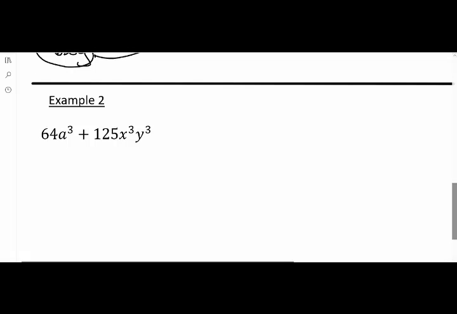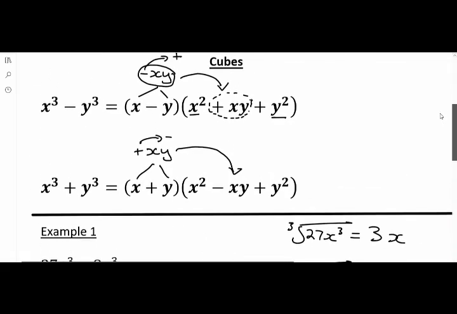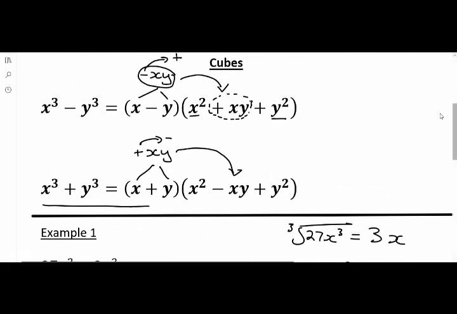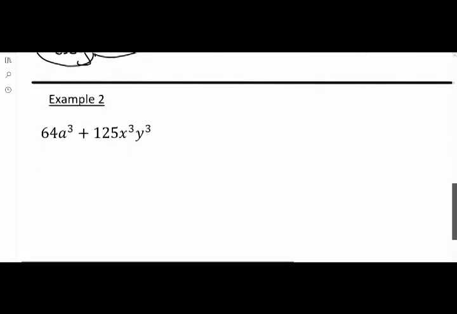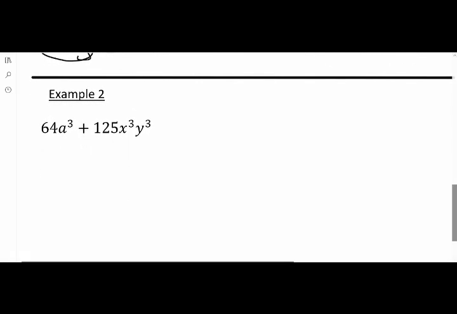Again, all I'm doing is just taking these two formulae and I'm applying the skeleton rule to it. So clearly this is a sum or an addition of two cubes. I know it looks hectic, but at the end of the day, it is a sum of two cubes. Okay, so we're going to follow the exact same suit.